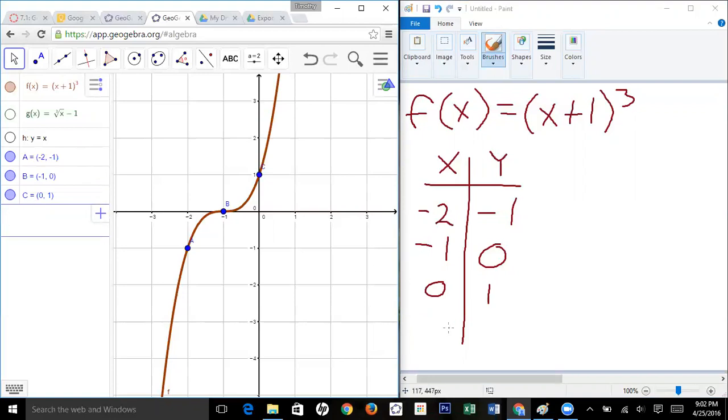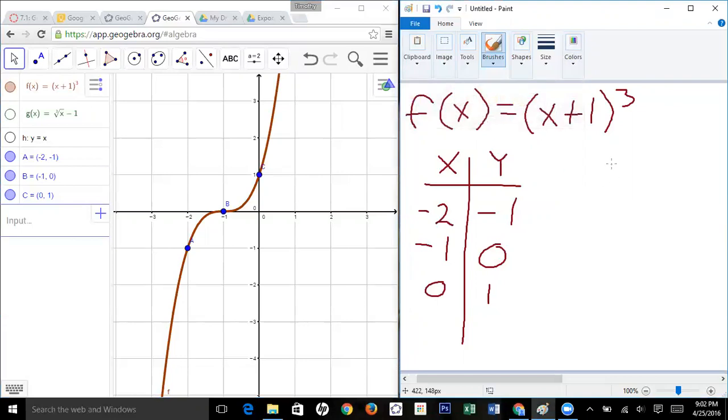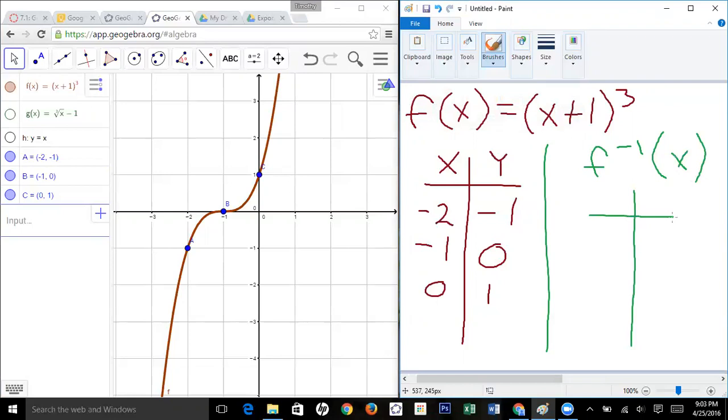Now the nice thing about finding inverses graphically is I can take these ordered pairs of x's and y's and just change the position of them for the inverse. So I'm going to switch colors here to green, and I'm going to use this to help me find the inverse function, and this is how I notate it as an inverse of x. So if I create a table for x and y of the inverse, what I should see is (-1, -2), (0, -1), and (1, 0). All I did was take the x's and y's from f of x and switch their positions.